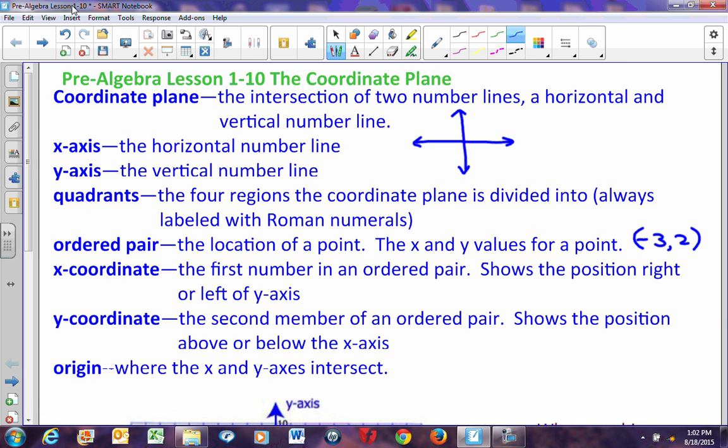The x-coordinate is the first number in an ordered pair. It shows the position right or left of the y-axis. The y-coordinate is the second number of an ordered pair. It shows the position above or below the x-axis. So you always go right or left first, up and down second. And the origin is where the x and the y-axis intersect.